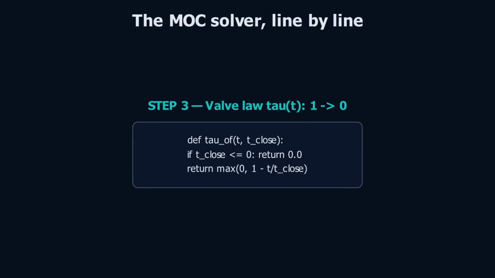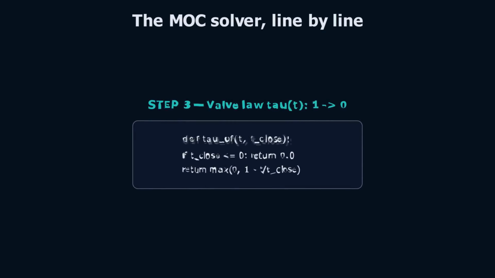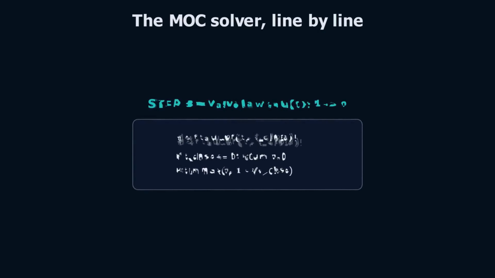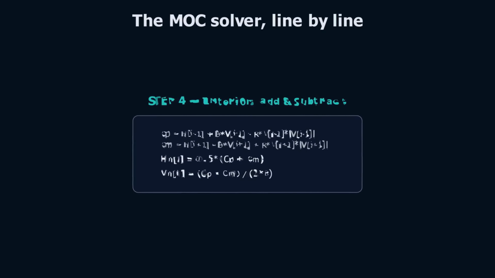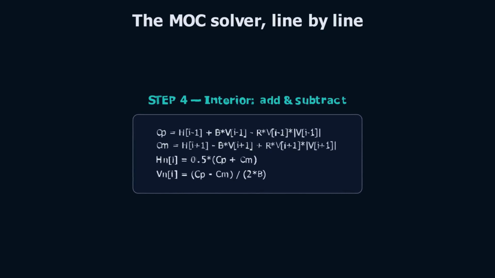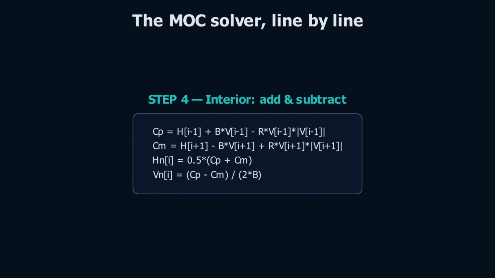Step 4, the heart of the method, and it is just addition. Gather the C plus invariant from the upstream neighbor, the C minus from downstream. The new head is their average. The new velocity is their difference over 2b. No linear system. No iteration. Every interior node, every step.